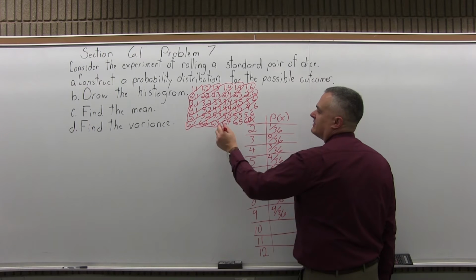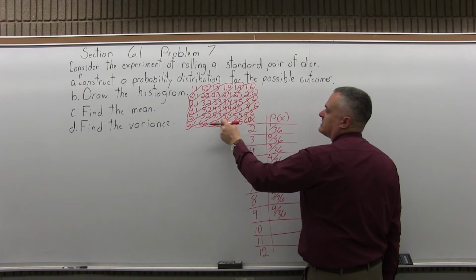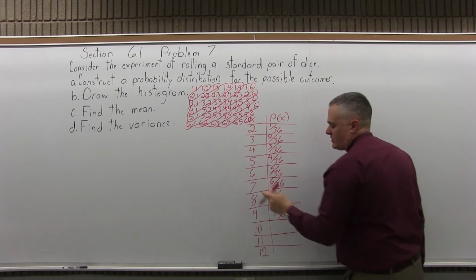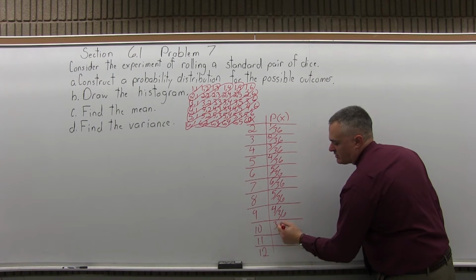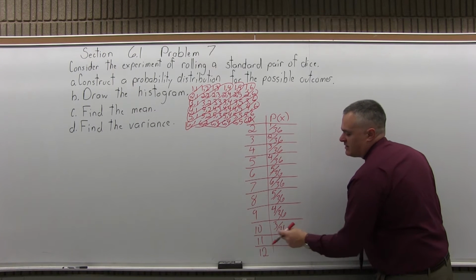Total of 10. There's only 3 rolls: 6, 4; 5, 5; 4, 6. Those 3 give me a total of 10. So there's 3 rolls out of 36 altogether.